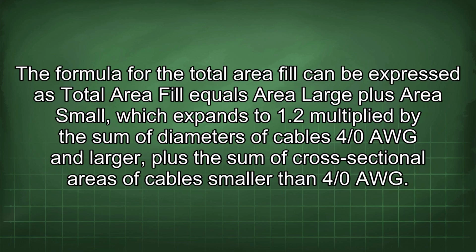The formula for the total area fill can be expressed as total area fill equals area large plus area small, which expands to 1.2 multiplied by the sum of diameters of cables 4/0 AWG and larger, plus the sum of cross-sectional areas of cables smaller than 4/0 AWG.